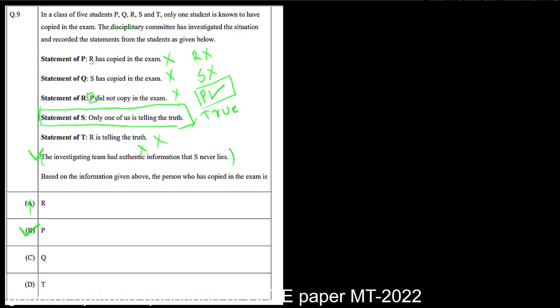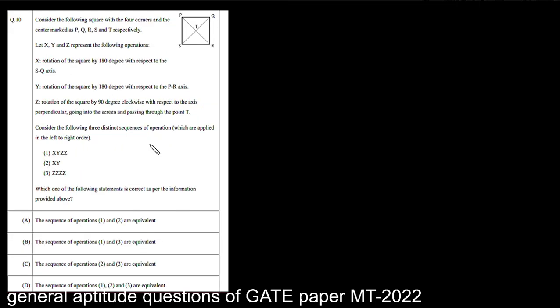Now let's move to the last question for this video. Question number 10. Okay, now let's solve question number 10. Question 10 says, consider the following square with four corners and the center marked as P, Q, R, S and T respectively. Here P, Q, R, S are the four corners of this square and T is the center of this square.